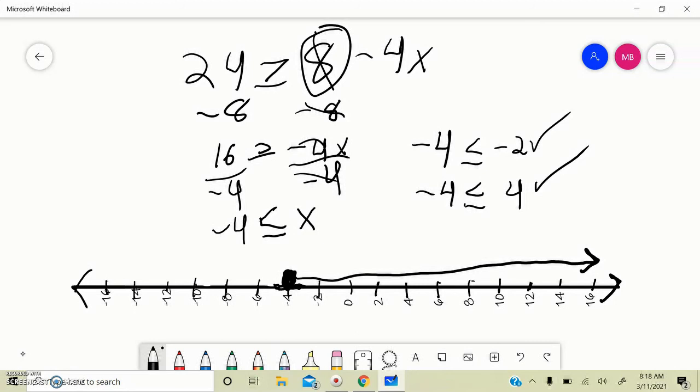So that's a couple examples of two-step inequalities. And don't forget, if you have any questions, please feel free to contact your teacher.